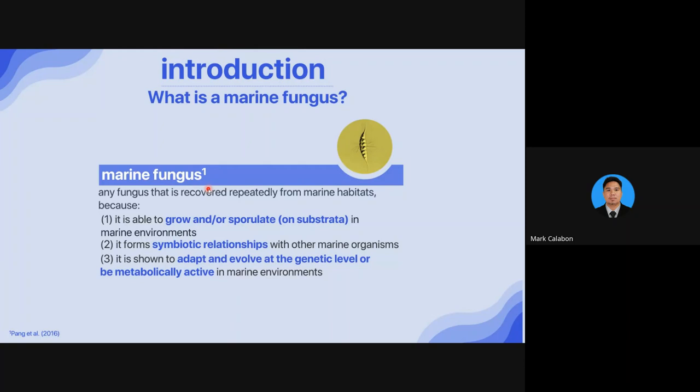They also form symbiotic relationships with other marine organisms. So when you isolate them on corals, on fishes, and they don't cause diseases, they are also considered as marine fungi.